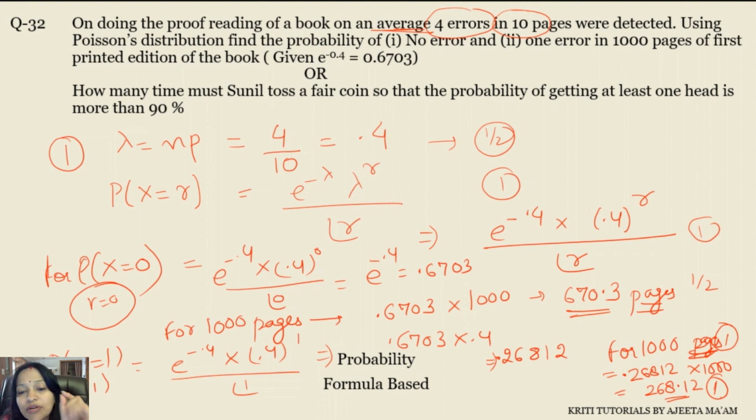How many times must Sunil toss a fair coin so that the probability of getting at least one head is more than 90%? Now this is a question which is based on binomial theorem, right? Now binomial theorem का basic formula क्या होता है? Binomial theorem का basic formula, let's do it. So now or part, right? We are doing. So what is the formula for this? nCr p raised to r q raised to n minus r. What is p and q? p is probability of success, q is probability of failure.